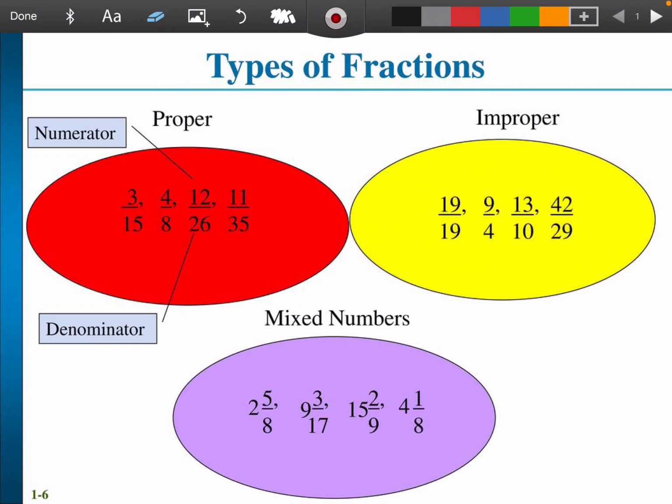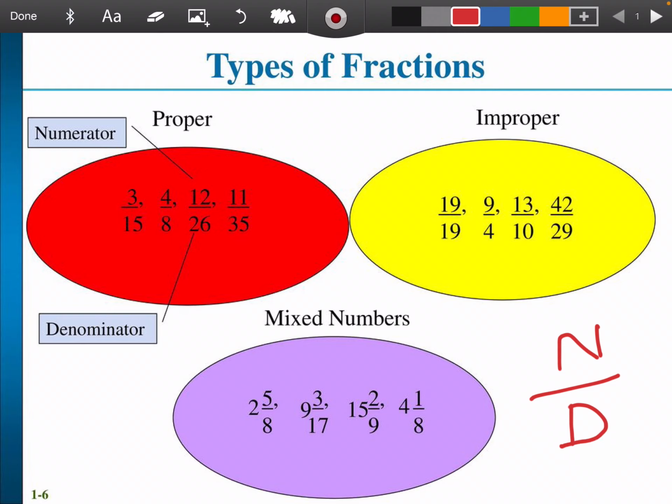In this video we are going to learn about different types of fractions. So we all know that a fraction is a part of a whole, and a fraction has two parts, numerator and denominator. The numerator is the number at the top, and the denominator is the number at the bottom.